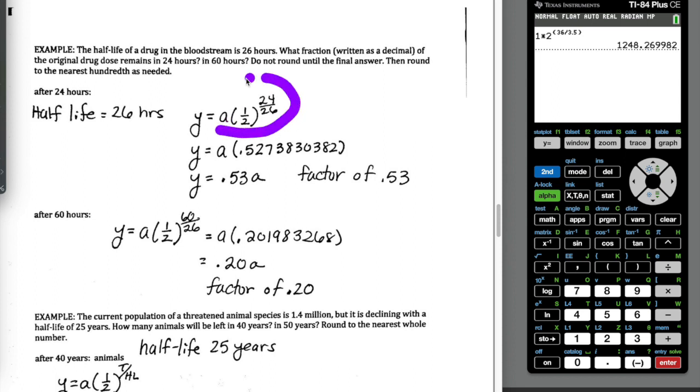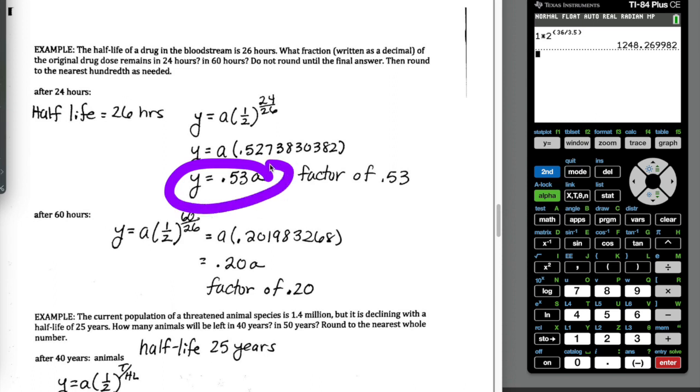So when we put this in on the calculator, we take 1/2 raised to the power of 24 divided by 26, remembering that this whole thing is in your exponent. So make sure you put parentheses around that. You should get whatever your initial value is, A, times 0.5273830382. Now, it says to round your final answer to 2 places. That's the hundredths place. So when I round this to 2 places, that gives me 0.53.